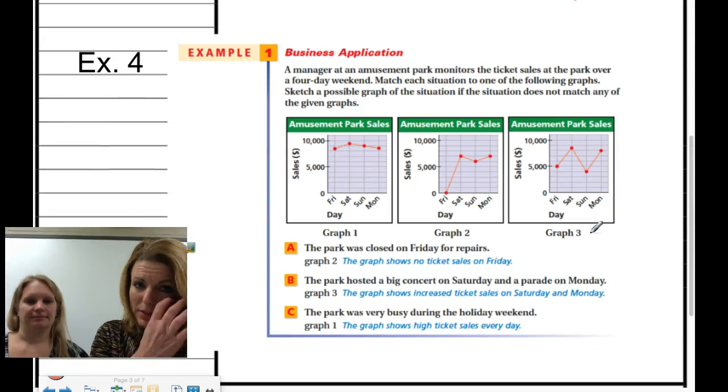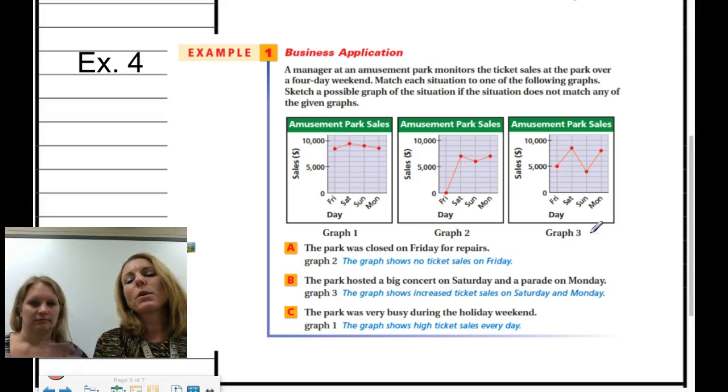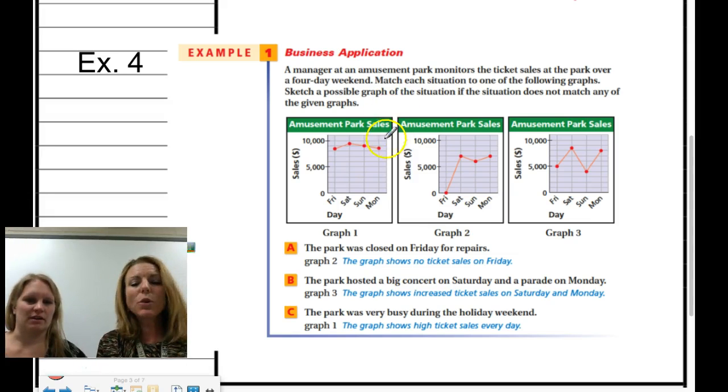I think you guys are getting the hang of this. A manager at an amusement park monitors the ticket sales at the park over a 4-day weekend. Match each situation to one of the following graphs, and then sketch a graph for the one that doesn't match. Now, obviously, I see all the answers are there in front of you. I get it, but that's okay.